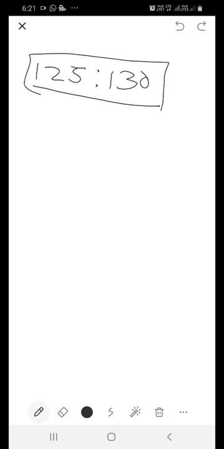Suppose the height of the first person is 125 centimeters and the height of the second child is 130 centimeters. When you want to compare their heights, you put this symbol, which we call the ratio. This is the basic meaning of ratio: to compare two quantities of the same kind, whether the first is greater or the second is greater. Now in this ratio, as I have written, 125 is to 130, you can reduce it to the lowest terms, and after reducing it to the lowest terms, whatever you get, you must be knowing.